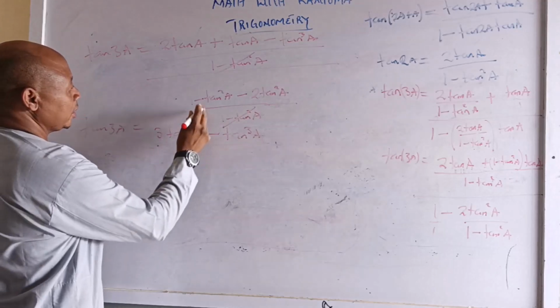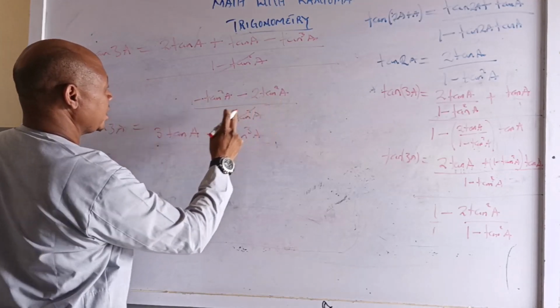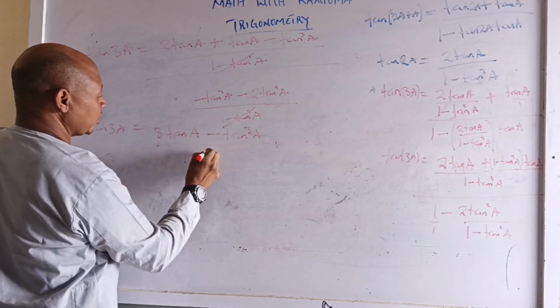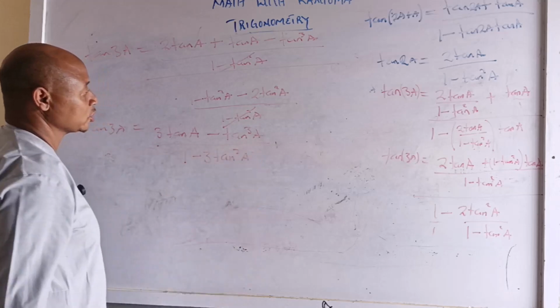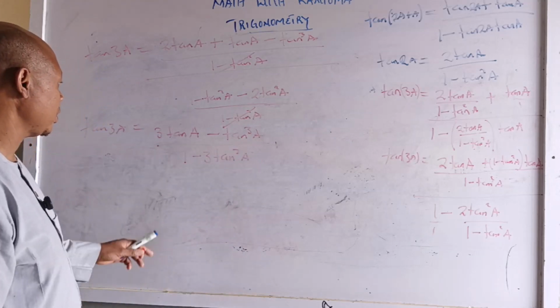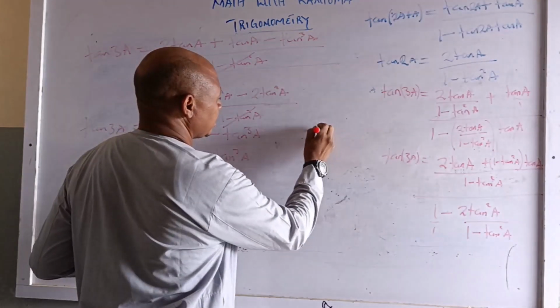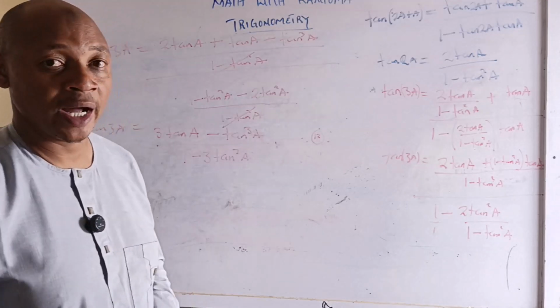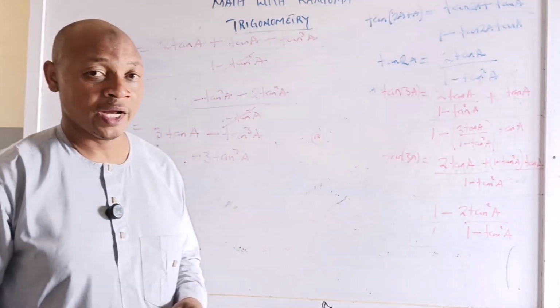Divide this by 1 minus tan square A minus 2 tan square A. They are uniform, so I can have 1 minus 3 tan square A. So nothing can be deduced here again. Let me say this is equation 13. So now this is the formula for the triple angle for tangent. And I'll be stopping here.